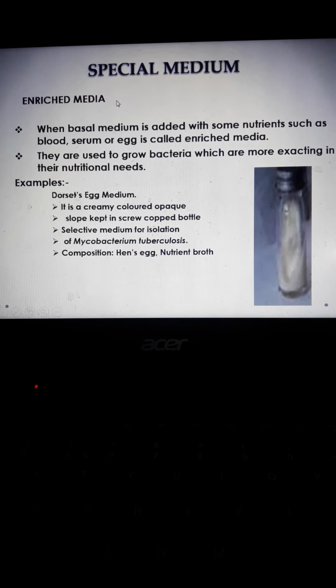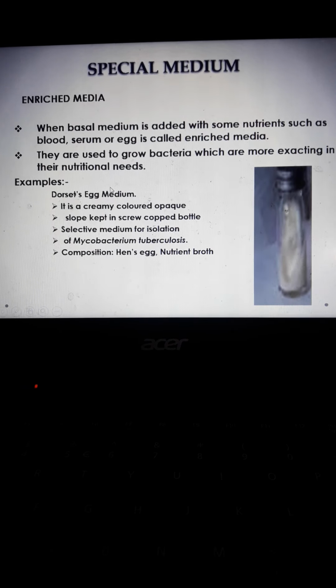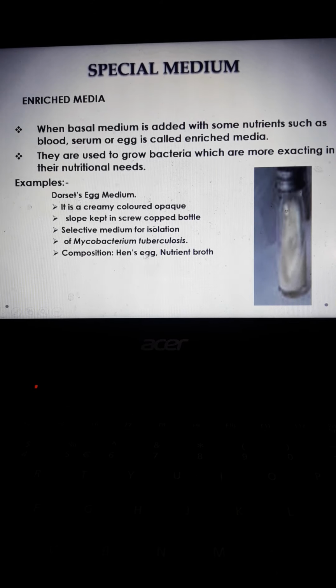Okay? Special medium, we have enriched media. When basal medium is added with some nutrients such as blood, serum or egg, it is called enriched media. They are used to grow bacteria which are exacting in their nutritional needs. So, yung tawag na ito, enriched media. Example yan, Dorset's egg medium. So, base structure creamy, slope kept in screw cap bottle ito. Selected medium for isolation, usually ginagamit ito for Mycobacterium tuberculosis. So, ito yung hen's egg and nutrient broth. Yan ang composition ng tinatawag natin na Dorset's egg medium.